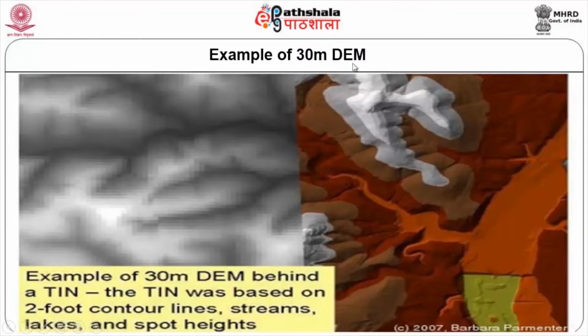An example of a 30 meter DEM, and here to here it is, I think the same thing that I have shown here, just enlarged. A DEM is there. So, a DEM behind a TIN. So, how is a TIN being used to create a DEM? You can also create a TIN based on a 2-foot contour line provided you have the data.